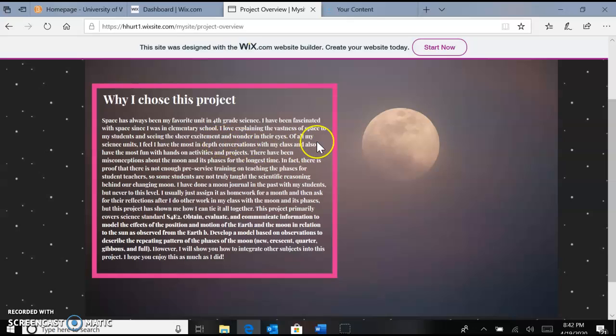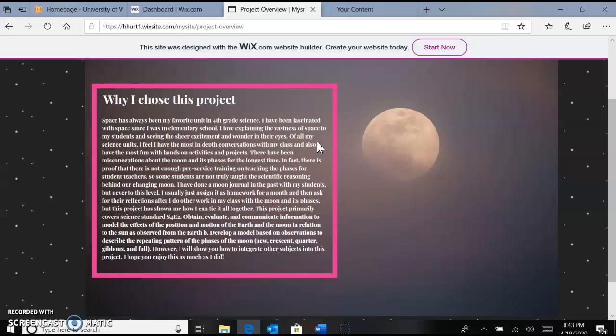So here, I just talk about why I chose this project. When I teach science in the fourth grade, my absolute favorite unit to do is space. I feel like I get the most impressive questioning and thoughts out of my children over any of the other units that we do throughout the year. I love space and I'm fascinated by it.